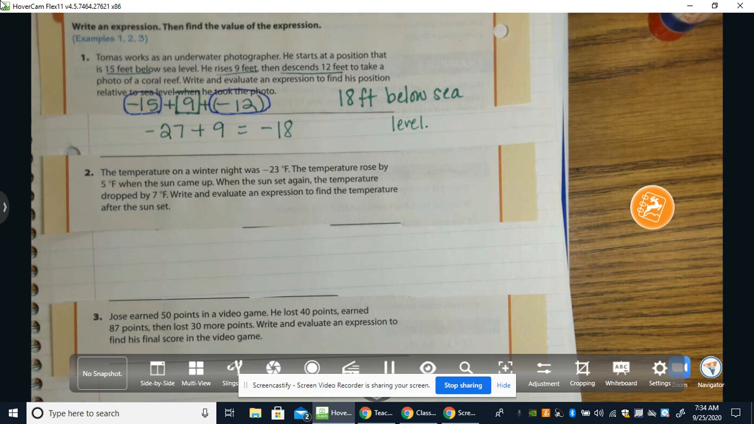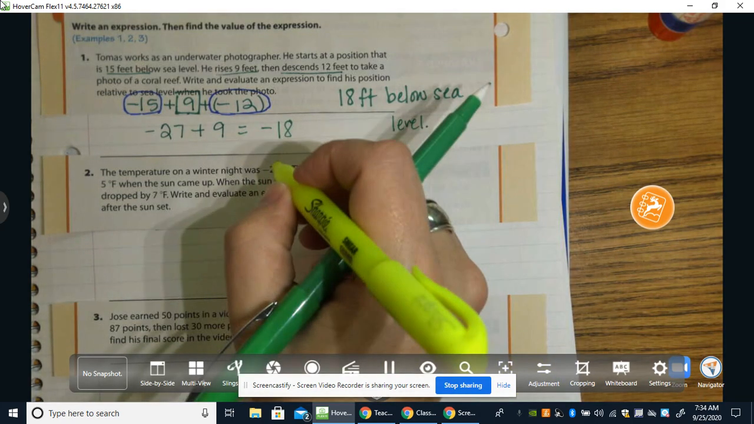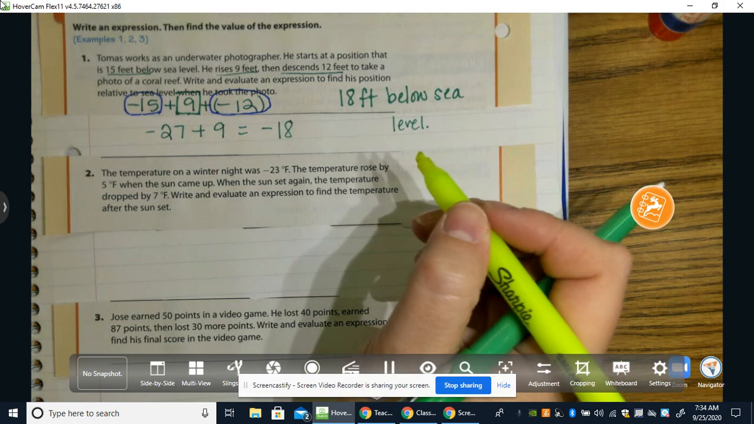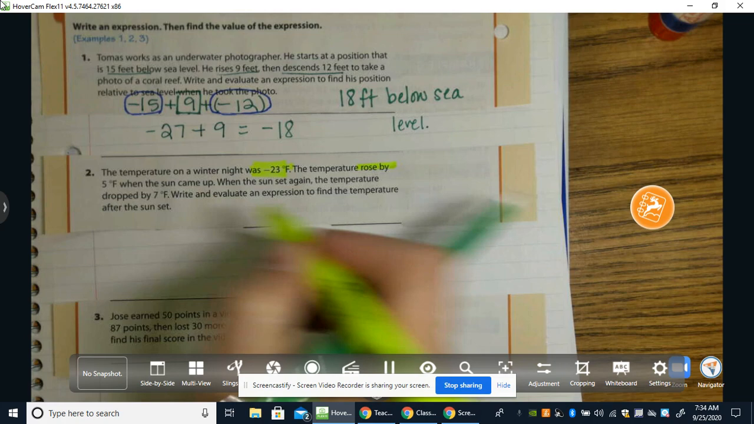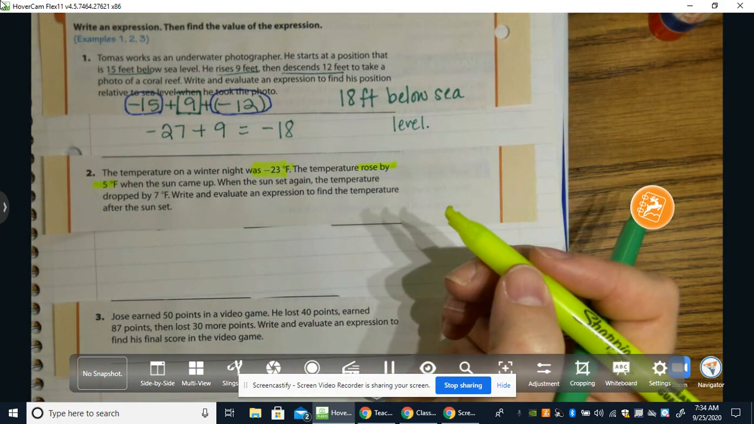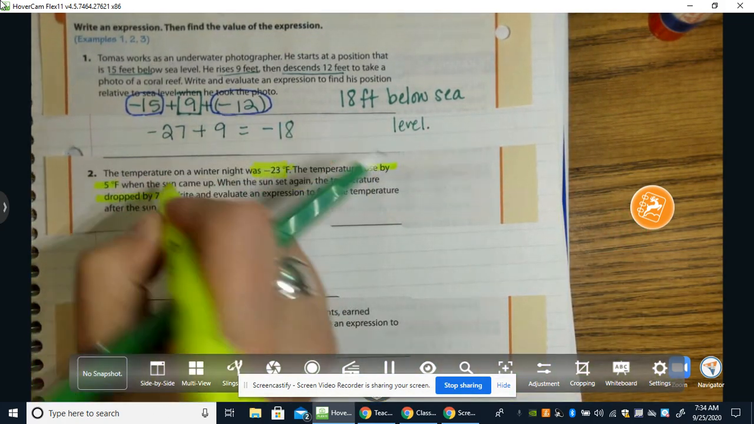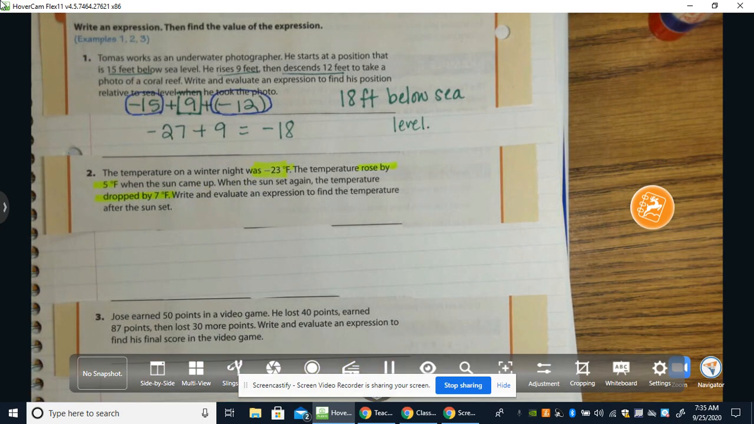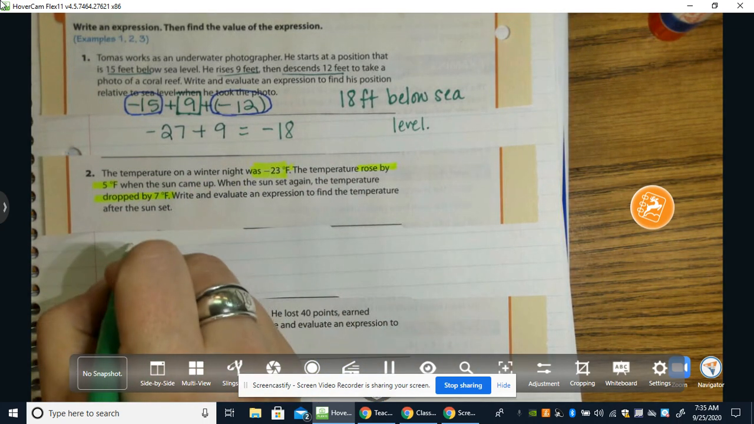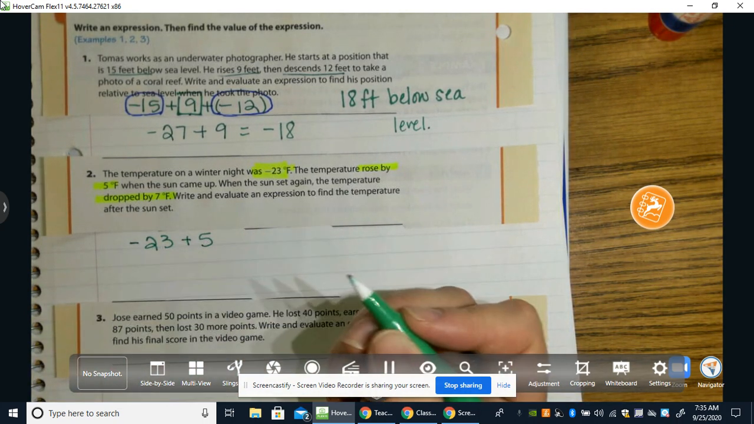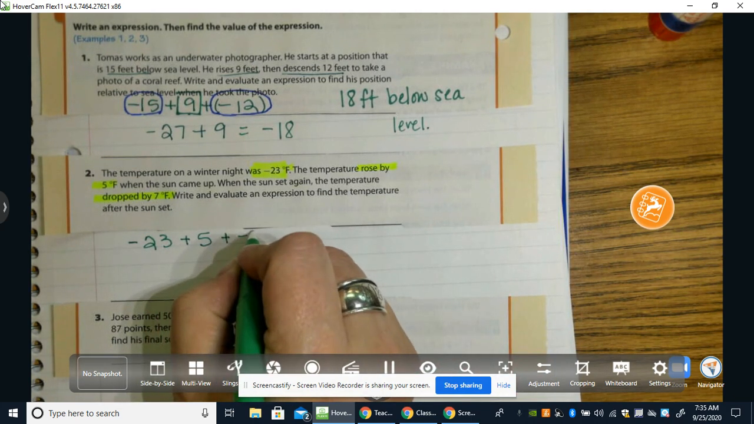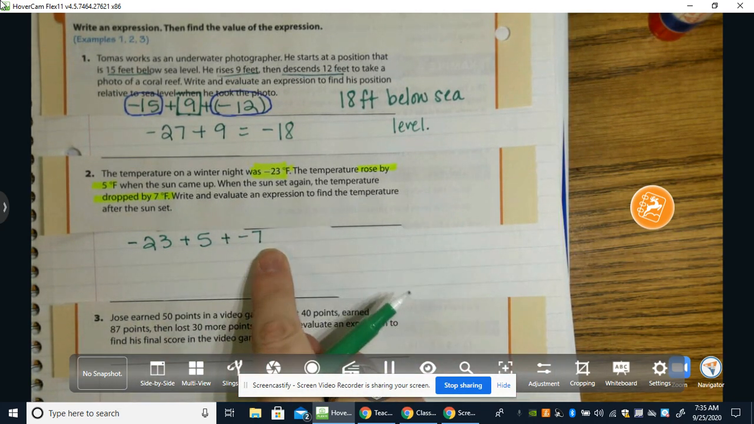So looking for key clue words to help us find this, we need to figure out what the temperature was after the sun set. At first, the temperature on one night was negative 23 degrees Fahrenheit. The temperature rose by 5 degrees when the sun came up, and when the sun set again, the temperature dropped by 7 degrees. So we started off with negative 23 degrees Fahrenheit. Then it rose 5 degrees. And then it dropped 7 degrees, which is going to be a negative number.